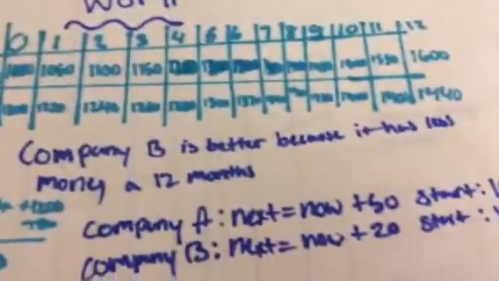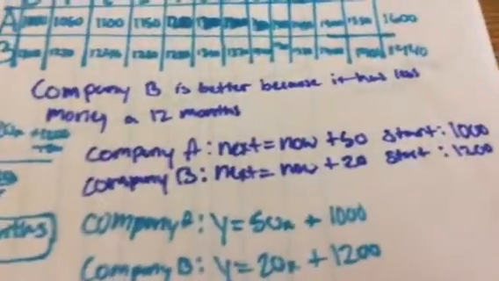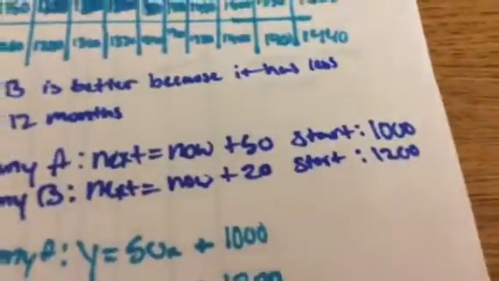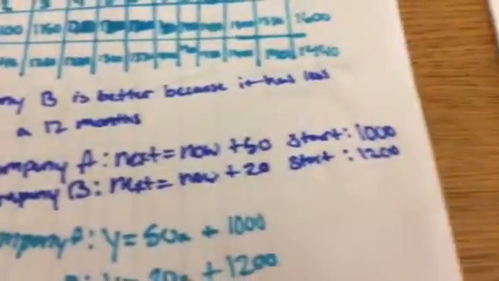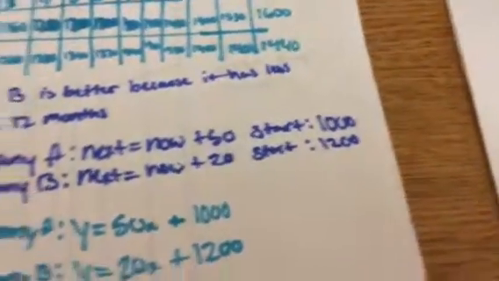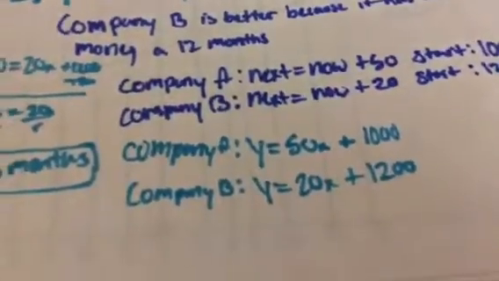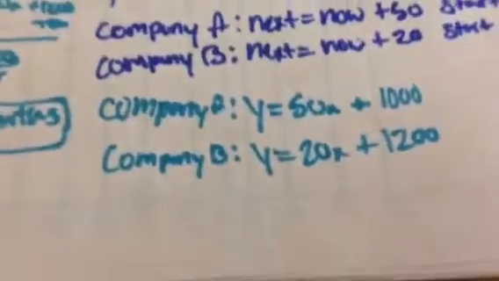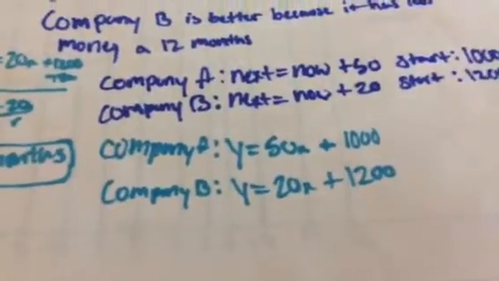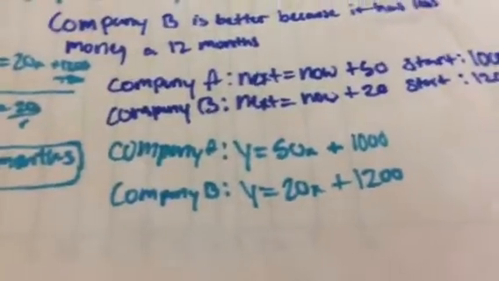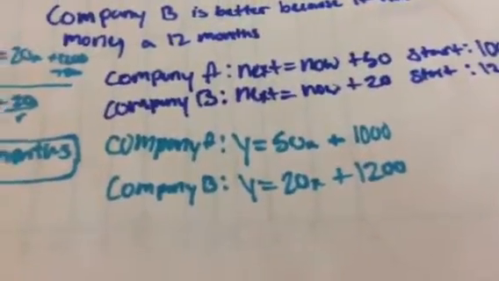Well, that would be the table. And as you can see at the end of the table, at 12 months, company B is the better answer. The now next equations for company A would be next equals now plus 50 and the start is 1,000. And for company B it would be next equals now plus 20 and the start is 1,200. The other equations would be for company A, y equals 50x plus 1,000. Company B would be y equals 20x plus 1,200.